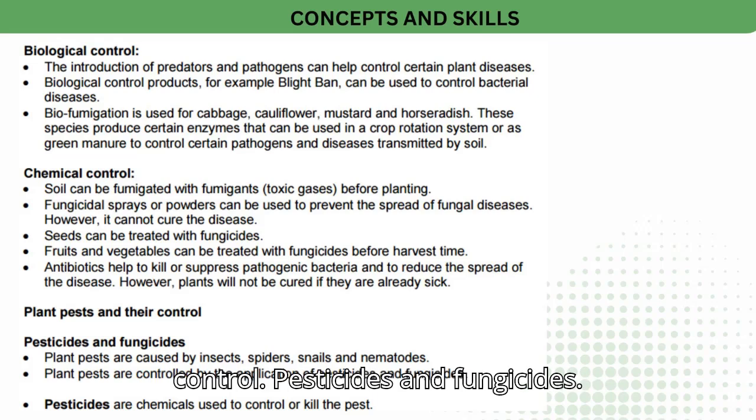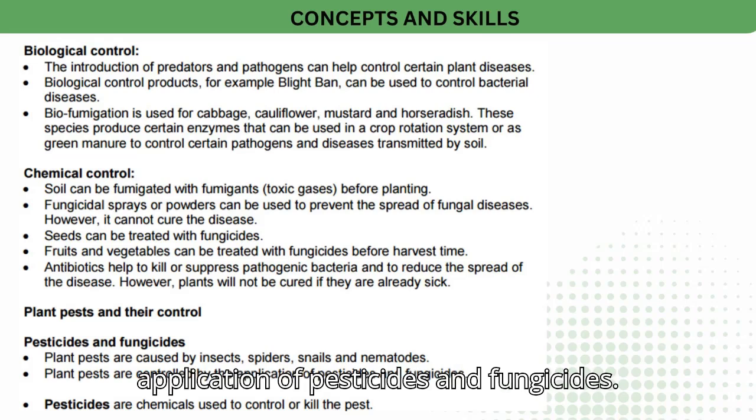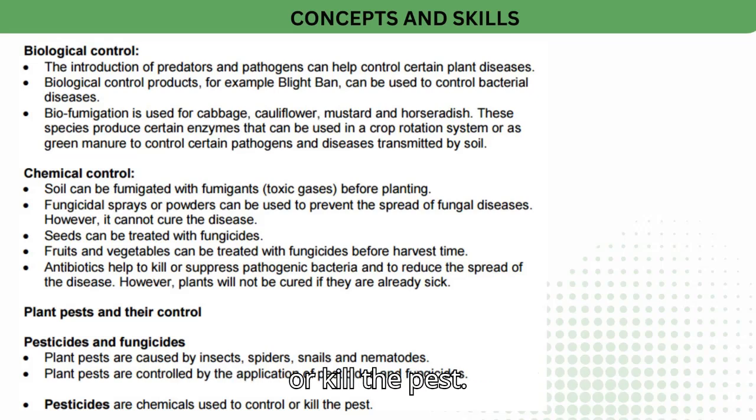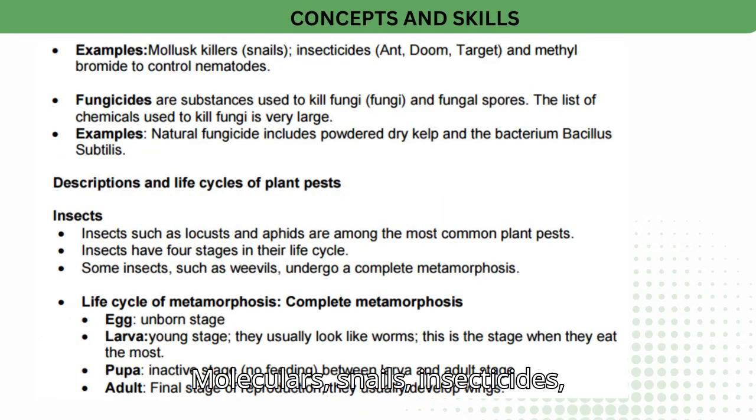Pesticides and fungicides. Plant pests are caused by insects, spiders, snails, and nematodes. Plant pests are controlled by the application of pesticides and fungicides. Pesticides are chemicals used to control or kill the pest. Examples: mollusc killers for snails, insecticides, and methyl bromide to control nematodes.